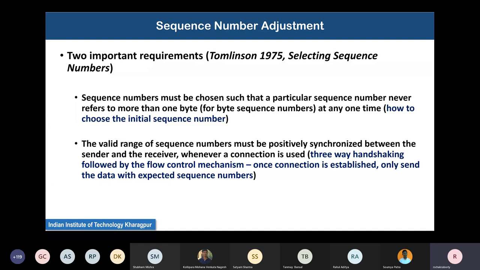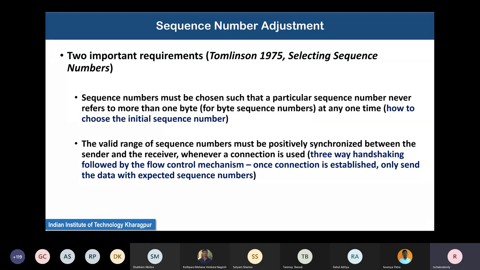Now, very important work in this domain was about selecting the sequence numbers, particularly the initial sequence numbers. This was done by a gentleman called Tomlinson. In 1975, he published a paper in an ACM journal, I think, about the selection of sequence numbers. So this is a surprisingly complicated topic. If you first look at it, you would not realize that it can be so complicated.